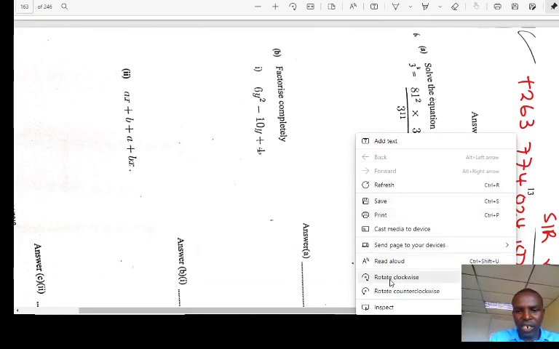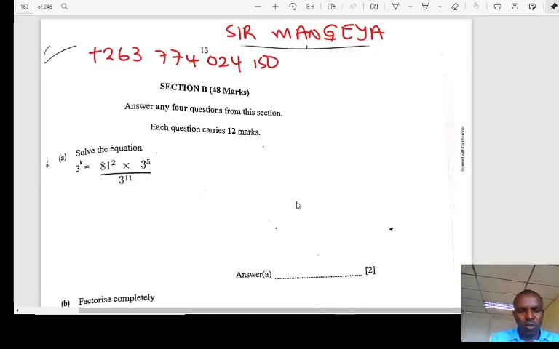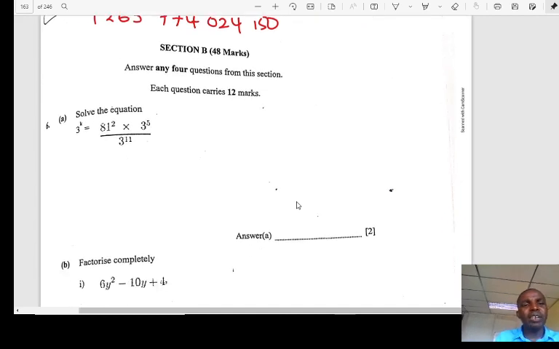Let me rotate counterclockwise. Section B, answer any 4 questions. Right. I'll try to do as many questions as possible, if not all questions actually. So solve the equation 3^k.